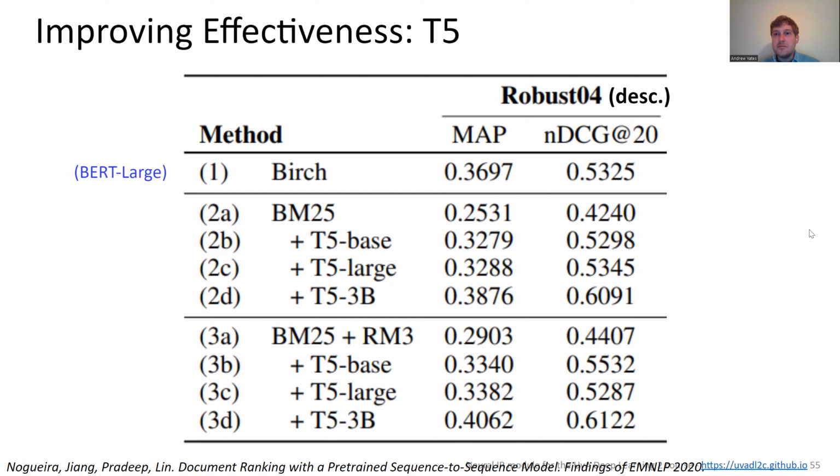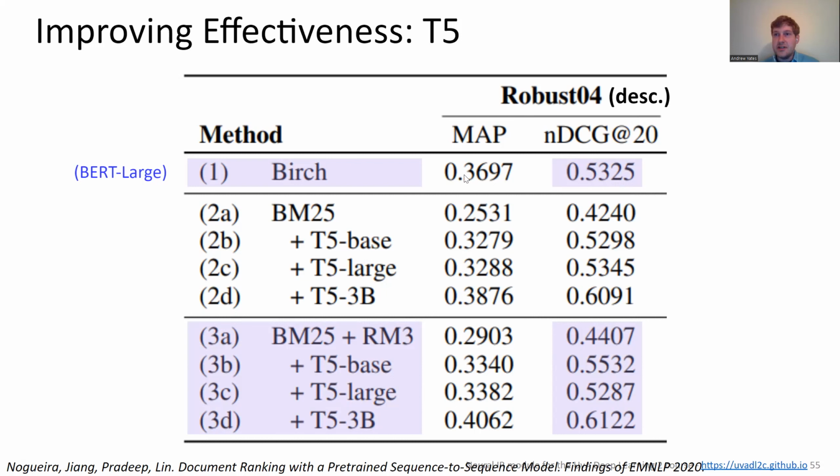And if we look at results on Robust04, these are zero-shot results, meaning T5 was not trained or fine-tuned in any way on Robust04. We see there's pretty big improvements over this BERT large method. So if we look at Birch, NDCG is about 0.53. That's in line with the NDCGs we've been seeing on this data set so far.